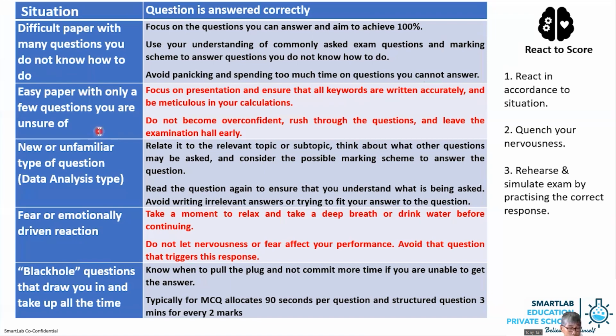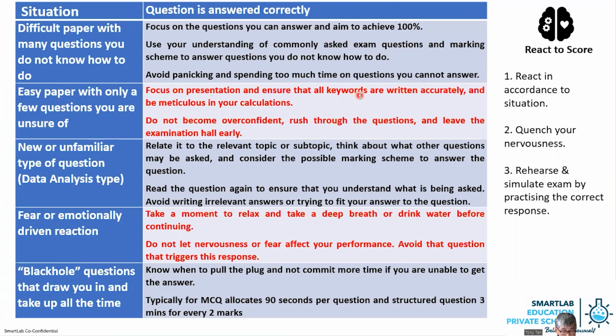In the second scenario, it's just the opposite. Really easy paper. Only a couple of questions you really do not know. You feel really good about doing the paper. I want to, unfortunately, tell you that even if you have an easy paper, if the marking scheme is really very tight and they're very demanding, you still may not do as well. So you've got to be really careful how you present your answer.